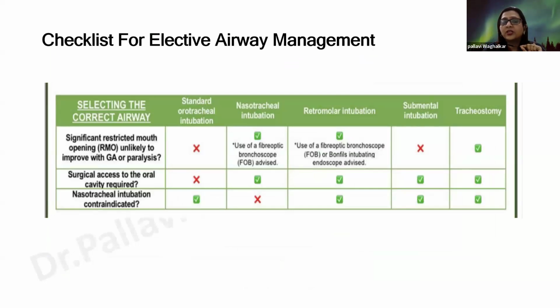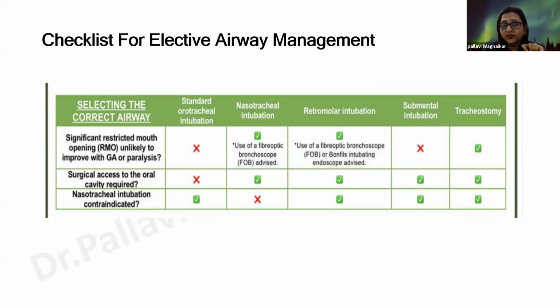Now, what is the method of intubation in these cases? We have to see whether there is restricted mouth opening, which is unlikely to improve with general anesthesia and paralysis, and the surgeon has to do intraoral surgery. So standard orotracheal intubation is not possible. We have to consider nasotracheal intubation. As mouth opening is inadequate, we can go ahead with FOB or a Bonfils intubating endoscope for a retromolar intubation. In these cases, as mouth opening is not there, submental might not be possible, because with submental we have to go back to oral intubation postoperatively. So this is not possible. Lastly, tracheostomy can be done.